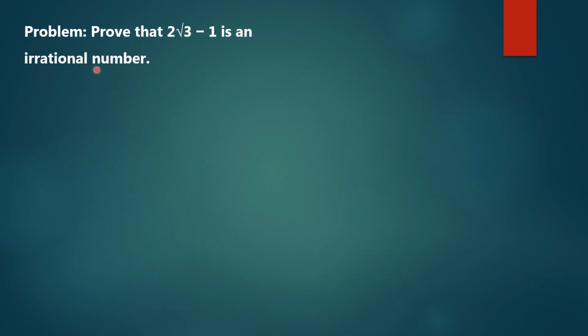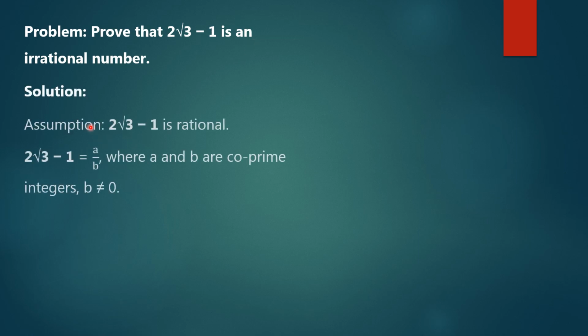Let's do one more problem. Prove that 2 root 3 minus 1 is an irrational number. Same process. Solution: take the opposite of the given statement as assumption. 2 root 3 minus 1 is rational. By applying the definition of a rational number, 2 root 3 minus 1 is equal to a by b, where a and b are co-prime integers and b not equal to 0. On simplification, take 1 to the right side: 2 root 3 is a by b plus 1, which is a plus b by b. Root 3 is equal to a plus b by 2b.